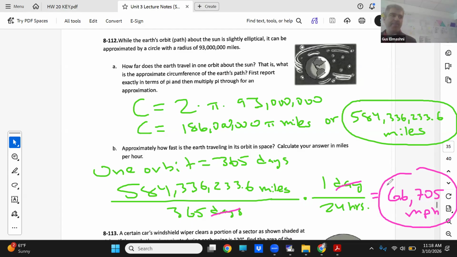When you go to Earth, how do you get back into the traveling? Well, that's inertia. That's like a separate thing.